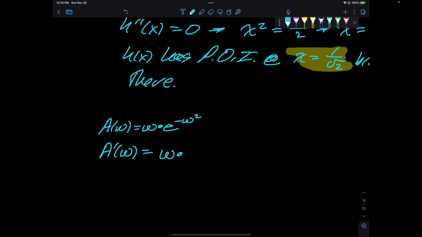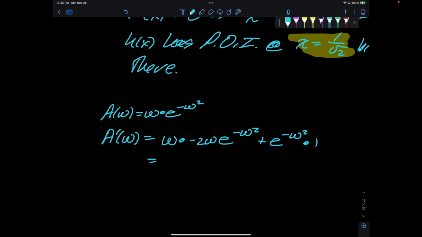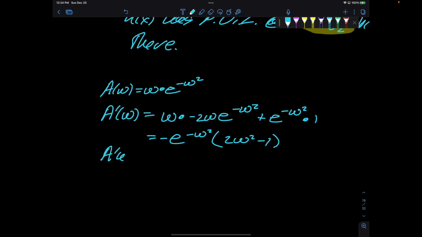So first, derivative of the second, negative 2w e to the negative w squared. Second, e to the negative w squared, derivative of the first, which is 1. Let's take out e to the negative w squared. Should we take out a negative? Sure, let's make it more obvious that that's a minus sign, because again, don't submit garbage work. So negative e to the negative w squared times 2w squared minus 1. A prime of w equals 0 gives us w is plus or minus 1 over root 2. So w is 1 over root 2.